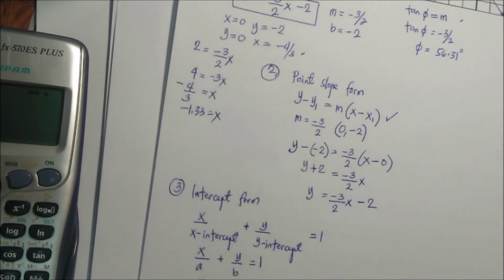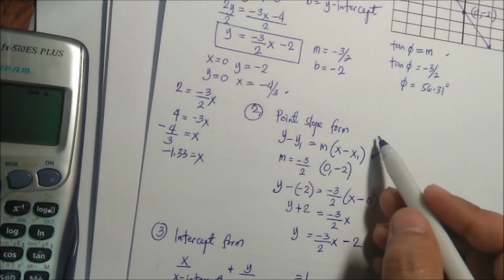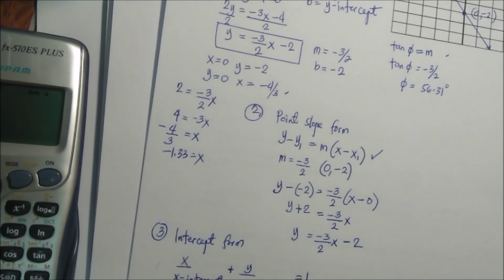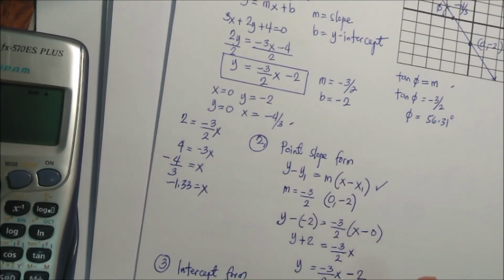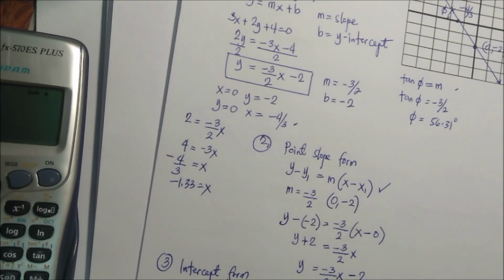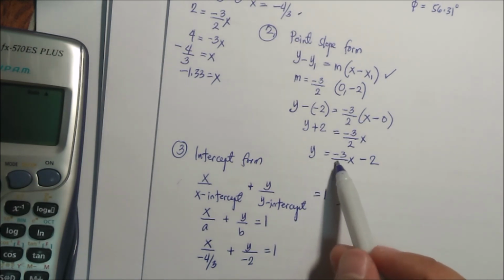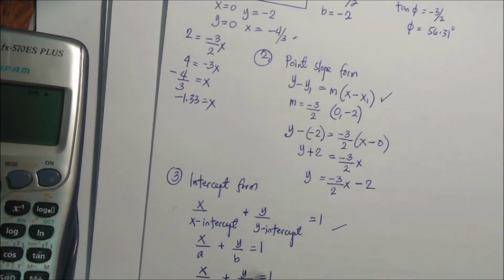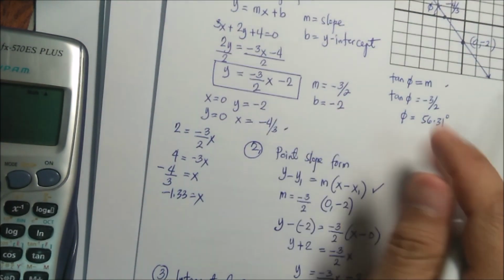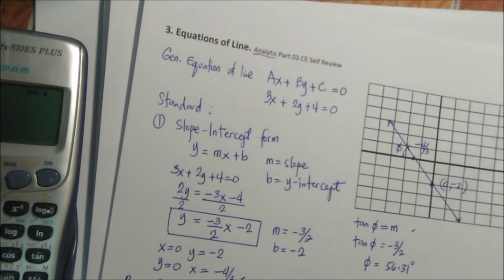Okay, what we are trying to prove is that these forms, whether it is intercept form, point slope form, or slope-intercept form, will all be equal together. So these are just forms of the equations. If we resolve this one, we should also come up with y equals negative 3 over 2 x minus 2. All of this will be the same as when you convert it into the general equation.